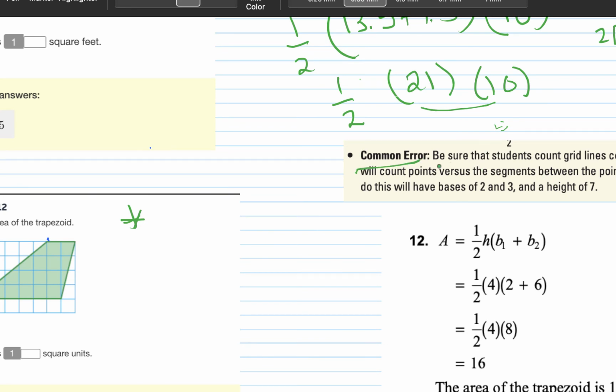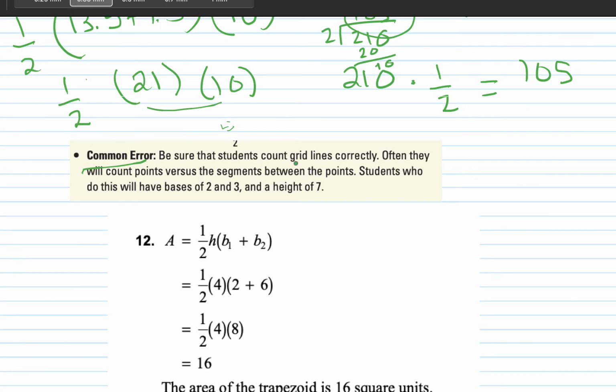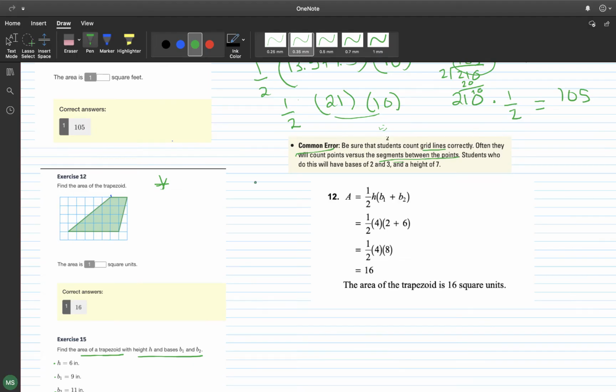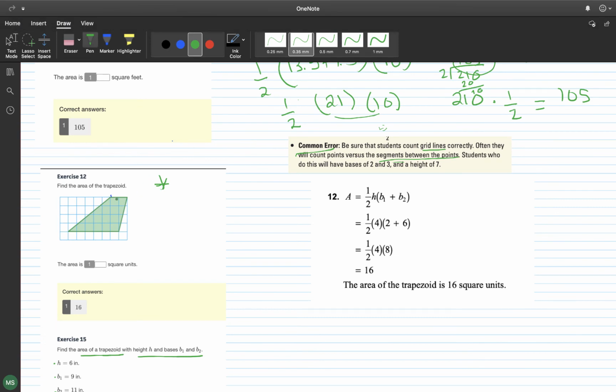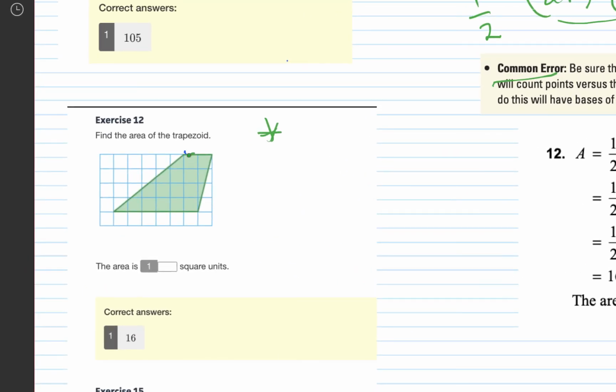I think it's important for you to understand because there are definitely some common errors that students sometimes make. So if you read this, it says students need to count the grid lines correctly. Often they will count the points versus the segments between the points. That simply means all you're going to do is count the grid lines that are shaded in. So I know I need to find my base 1. I need to find my base 2. The way that I'm going to do that is I'm just going to count how many grid lines are covered.